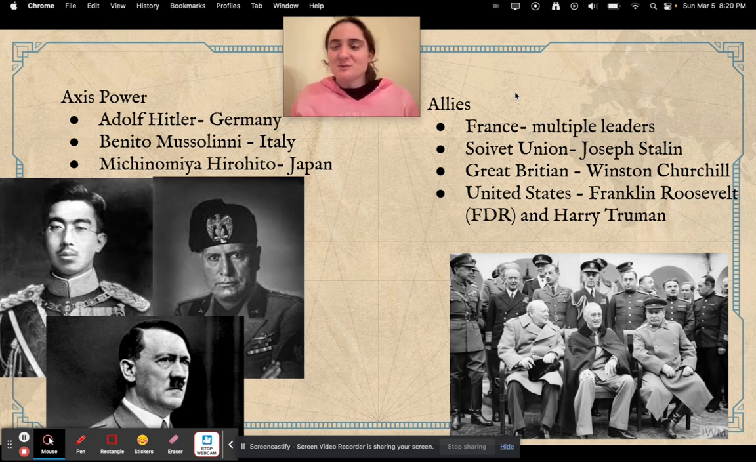In the Soviet Union, you had Joseph Stalin, who you'll see here. Great Britain was Winston Churchill, who you'll see here. In the US would be Franklin Roosevelt, or FDR, who you can see here. He dies in World War II, and he doesn't fight or anything. He just had some pre-existing health conditions. And then his VP steps up, and that's Harry Truman.